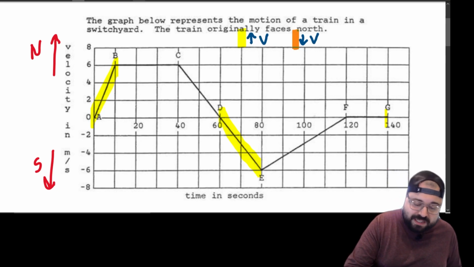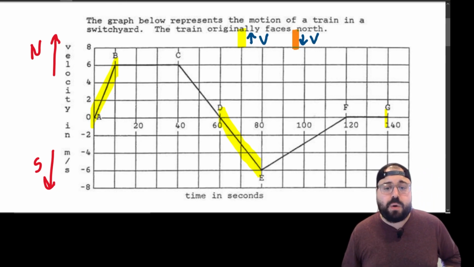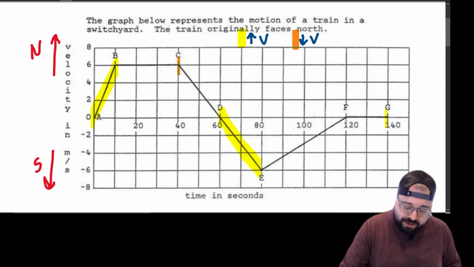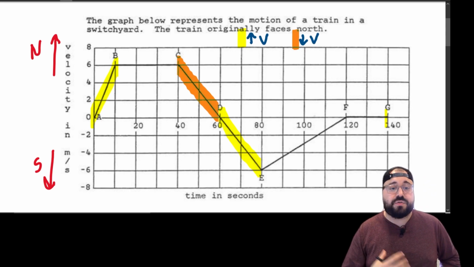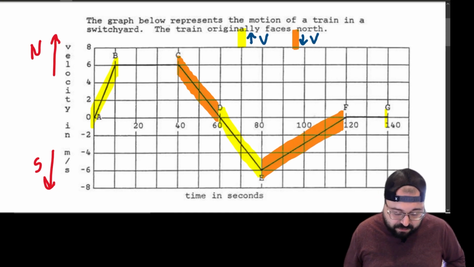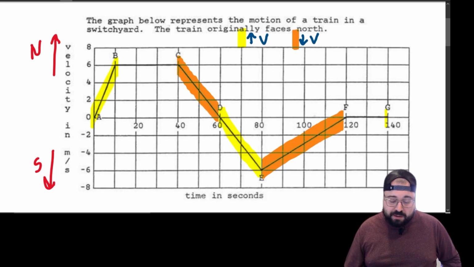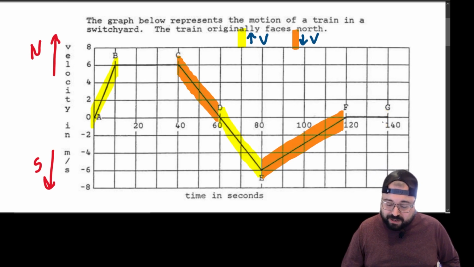So now, where is this thing slowing down? That was our next question. So again, look at that y-axis and look at the values that we have. From C to D, we're slowing down. Our velocity goes from positive 6 meters per second to 0. And then same with E to F, we're slowing down. So from E to F, we are going from negative 6 to 0. So we're going 6 meters per second south to 0. So we'd be slowing down there.